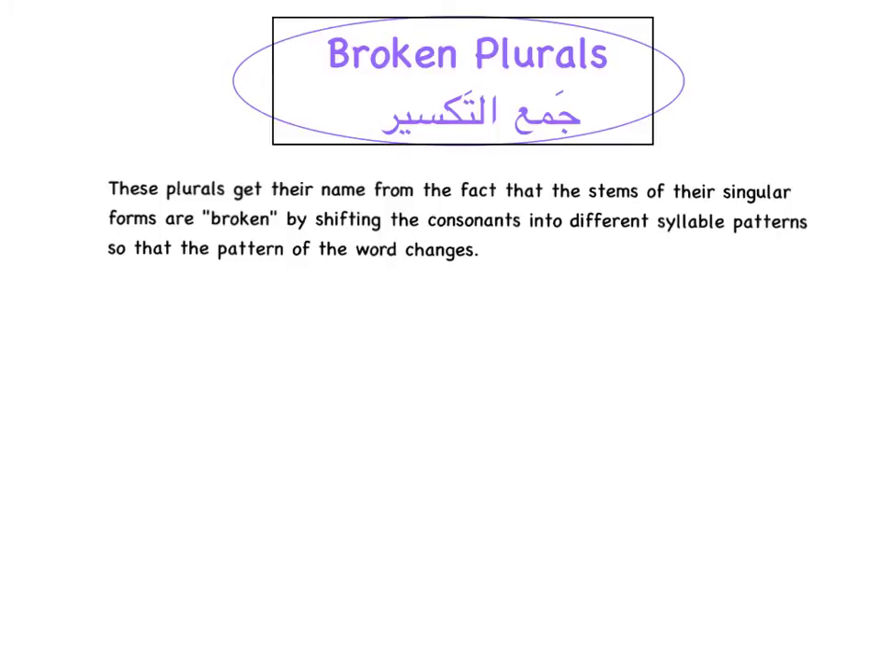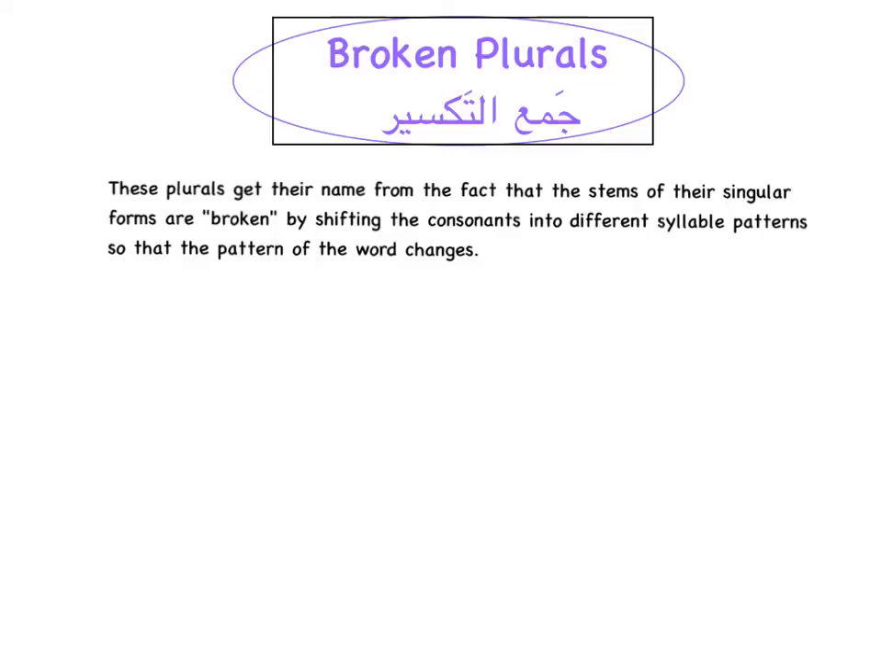Broken plurals, جمع التكسير. These plurals get their name from the fact that the stems of their singular forms are broken, by shifting the consonants into different syllable patterns, so that the pattern of the word changes. Unlike the sound masculine plural, where the stem remains intact, this one, as the name shows, you break the stem to make a new word for the plural.